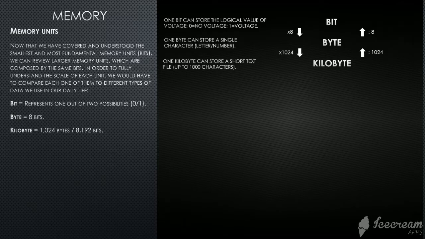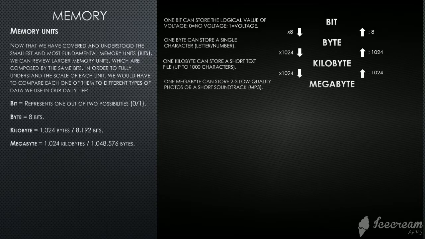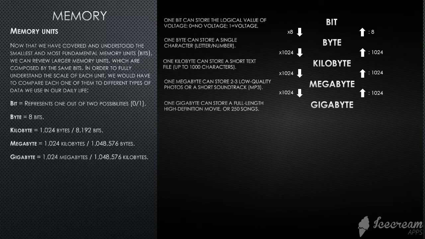The next unit is called a kilobyte. 1 kilobyte equals 1024 bytes or 8192 bits. 1 kilobyte can store a short text file up to 1000 characters long. Next is a megabyte, which equals approximately 1 million bytes or 1000 kilobytes. 1 megabyte can store 2 to 3 low-quality photos or a short MP3 soundtrack. A gigabyte is composed of approximately 1000 megabytes or 1 million kilobytes. 1 gigabyte can store a full-length high-definition movie or 250 MP3 songs.